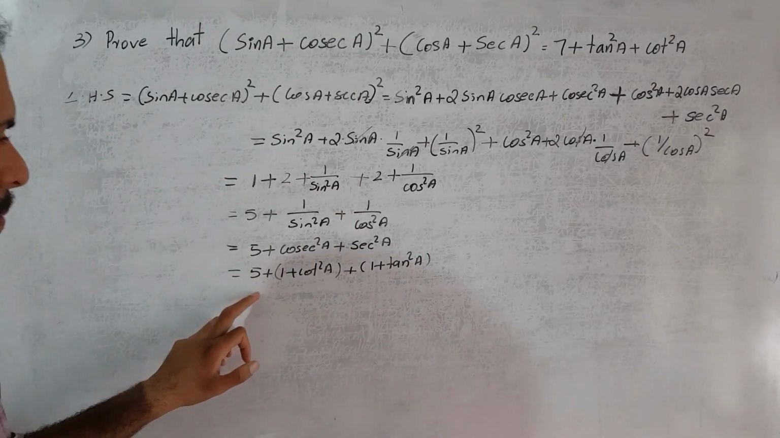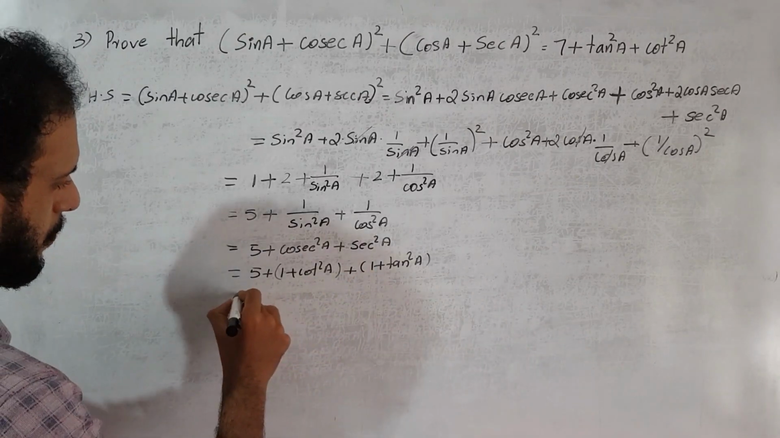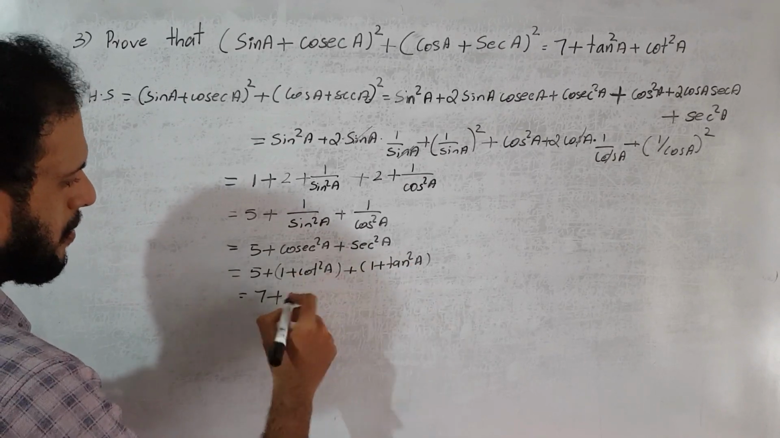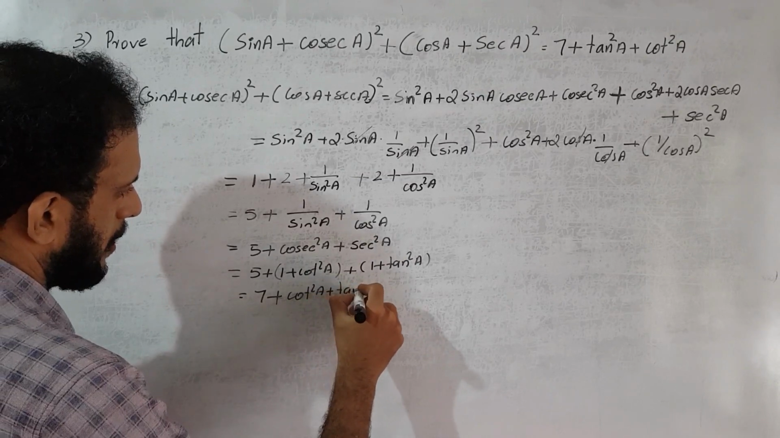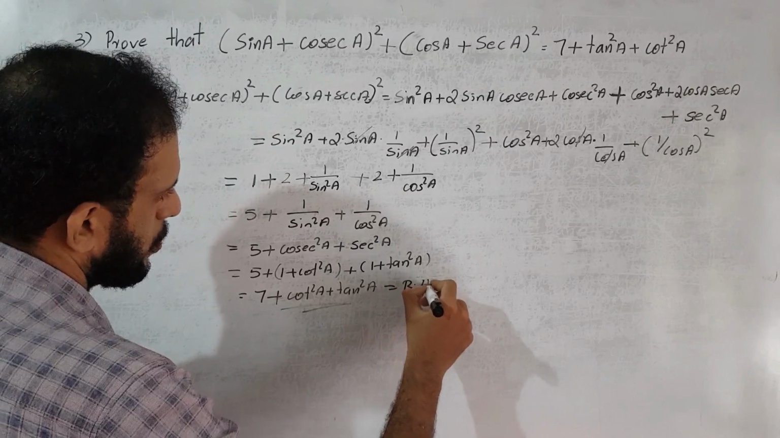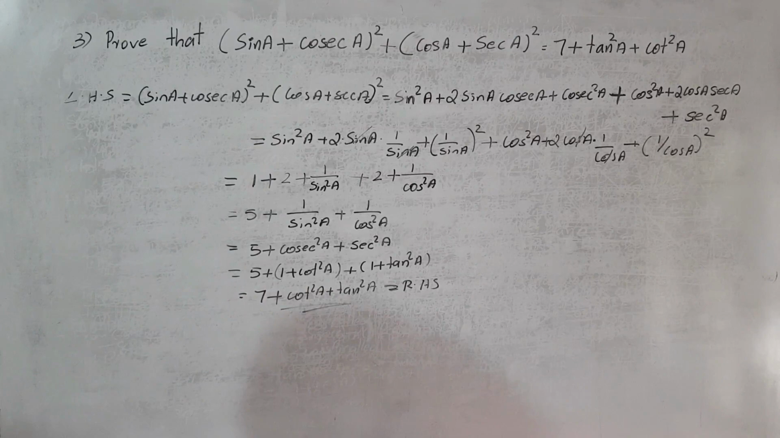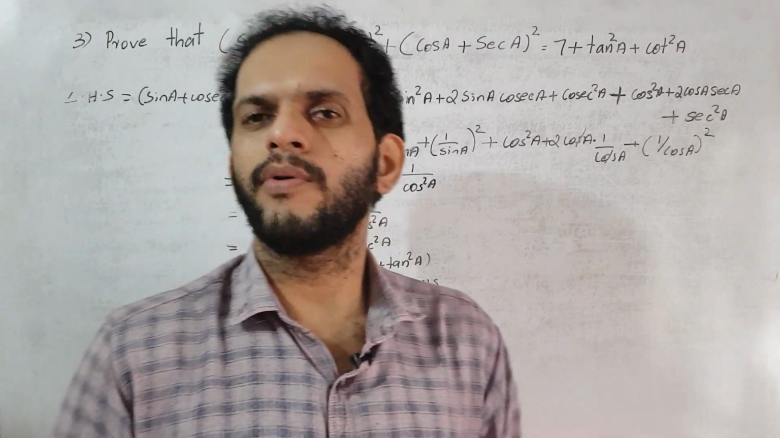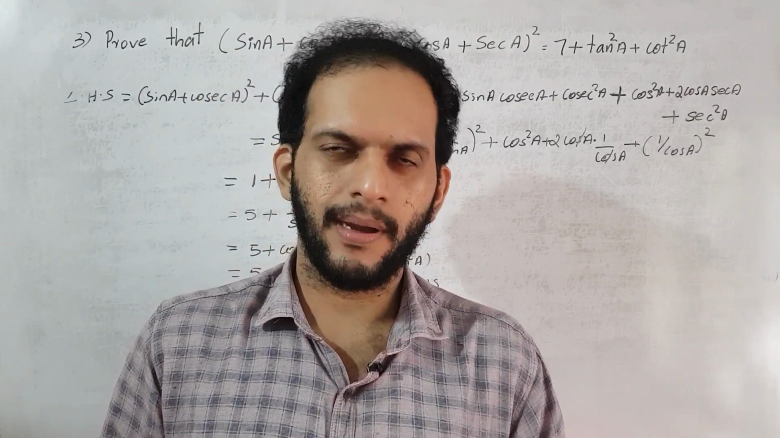Correct. So we just add the numbers. 5 plus 1, 6. 6 plus 1, 7. Plus, what is remaining? Yes, cot square A plus tan square A. That is our RHS. So starting from the LHS, we got the result 7 plus cot square A plus tan square A. Okay, I think you got the idea about how we do proving questions by using trigonometric identities.